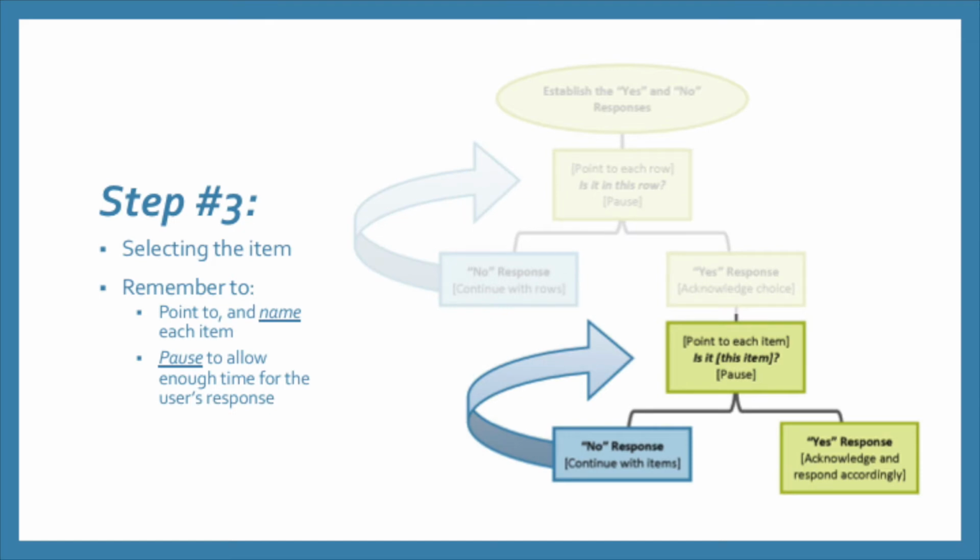In order for the user to select an item, the communication partner should point to and verbalize each option. Again, be sure to pause to allow time for the user to make a selection, and continue until you've identified which item they want to talk about.